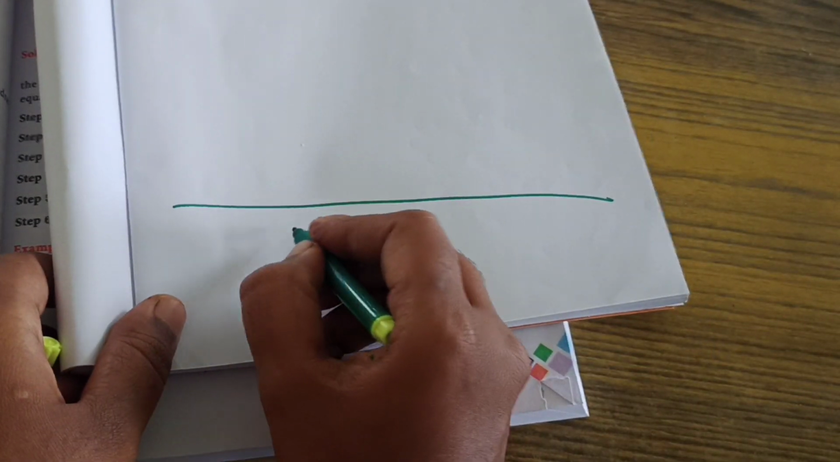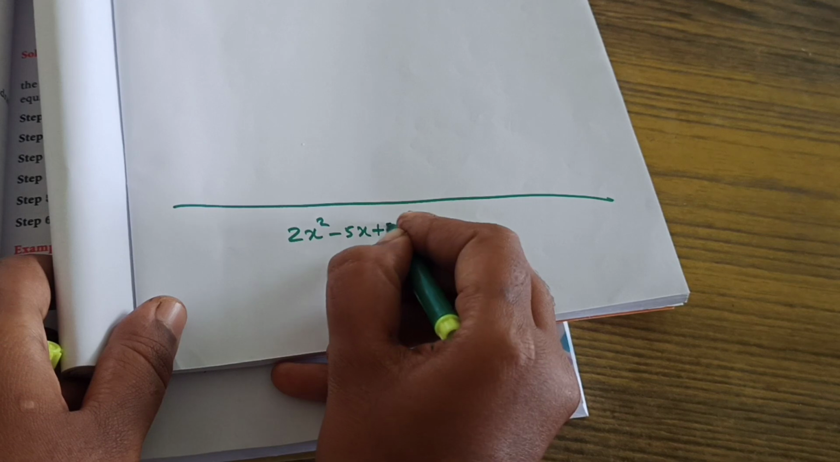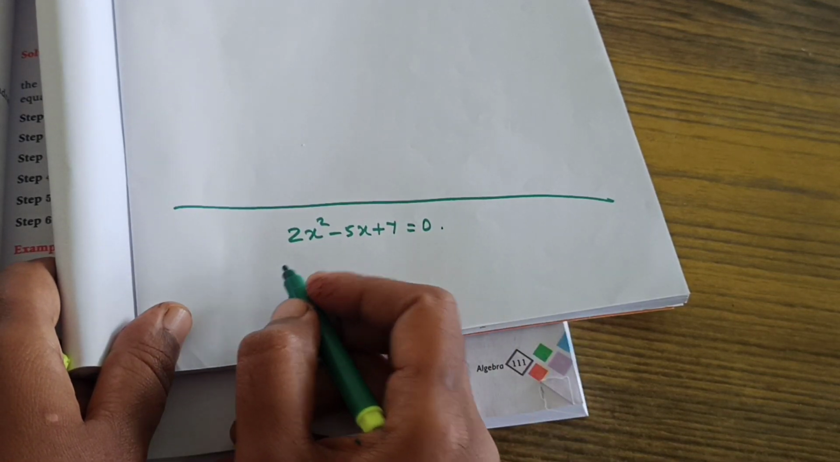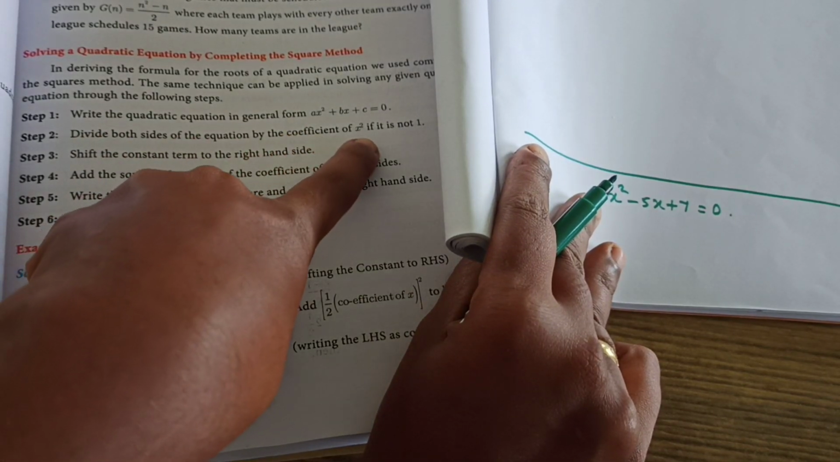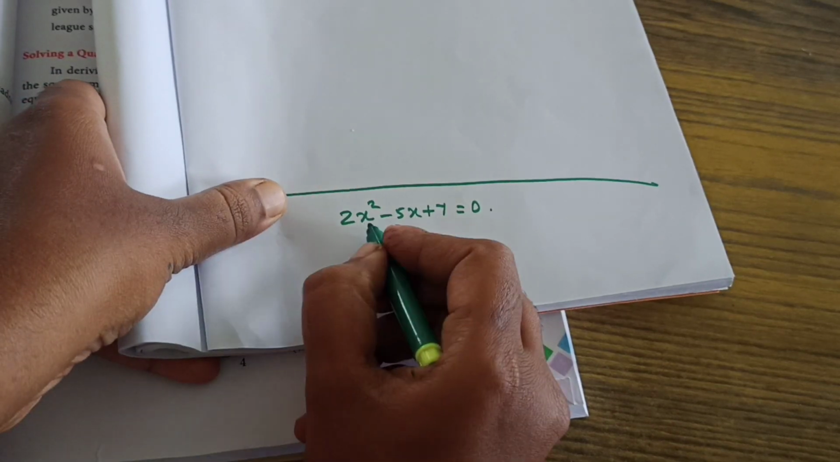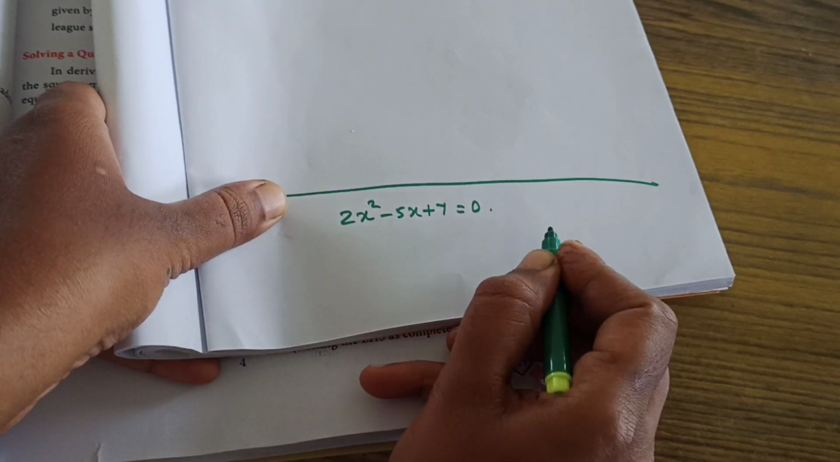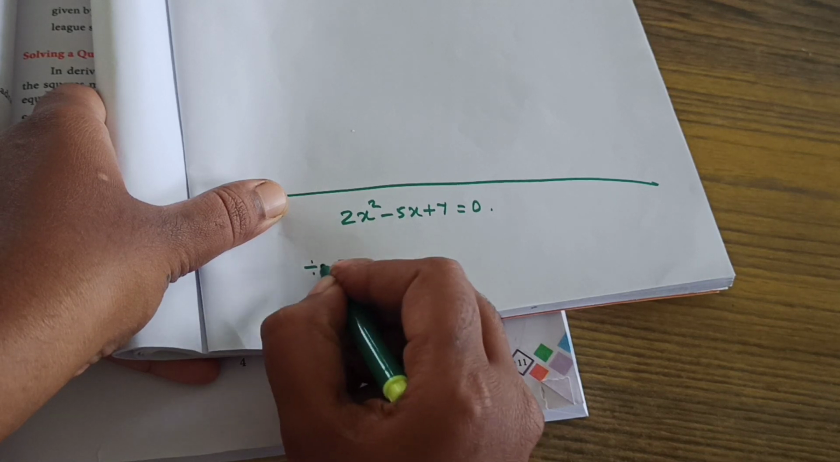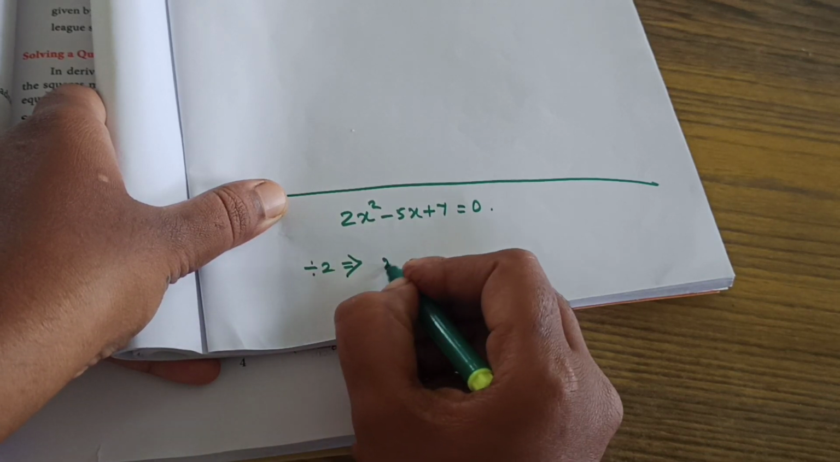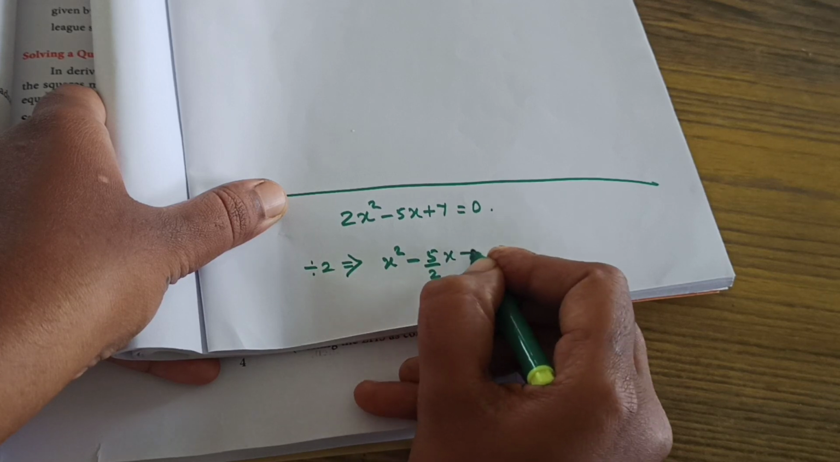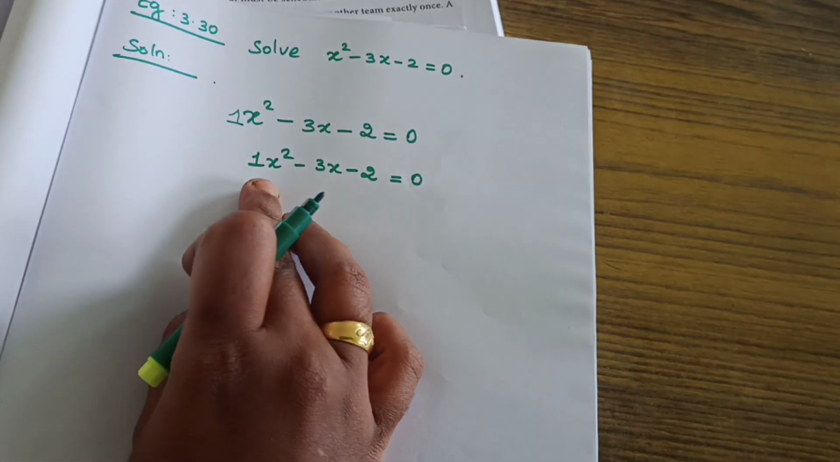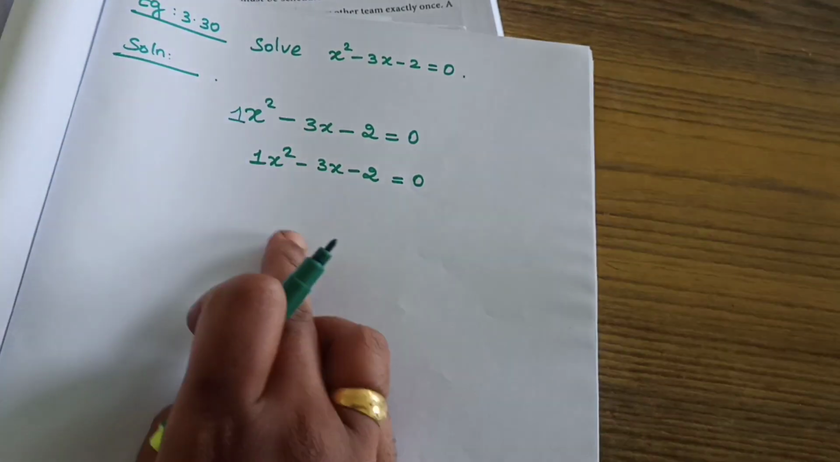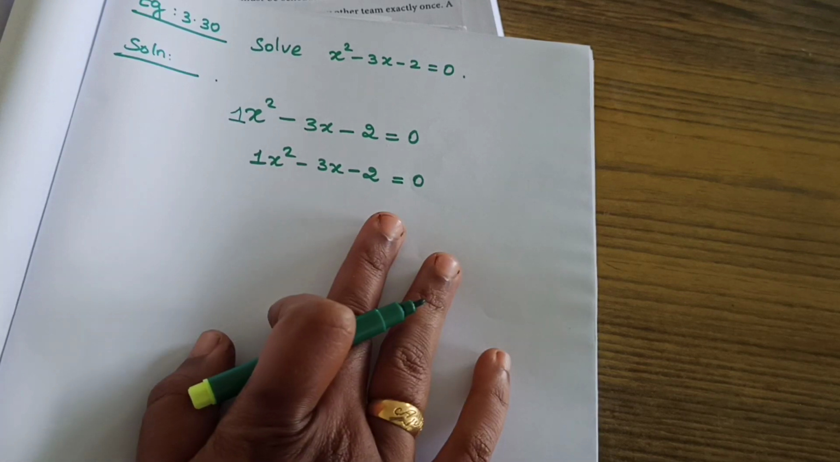Suppose I give another quadratic equation: 2x square minus 5x plus 7 equal to 0. This is also a quadratic equation. For this one, what is the second step? Divide both sides of the equation by the coefficient of x square if it is not 1. Here the coefficient is not 1, so you should divide throughout by that coefficient. Divided by 2 means both sides you need to divide. So x square minus 5 by 2 x plus 7 by 2 equal to 0 by 2, that is 0. In our book problem, example 3.30, the coefficient is 1 only, so no need to do anything.